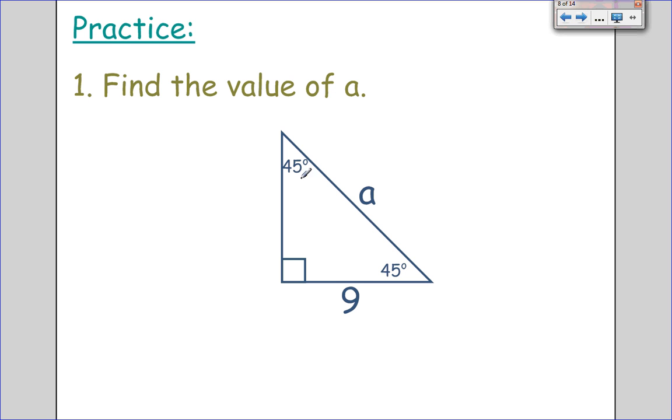So let's try this out. 9. What side is that? Well, it's across from the 45, so it's a 45 side. We're looking for the 90, so how do you go from 45 to 90? Times the square root of 2, so a equals 9 root 2. Because 9 times square root of 2 is 9 root 2.